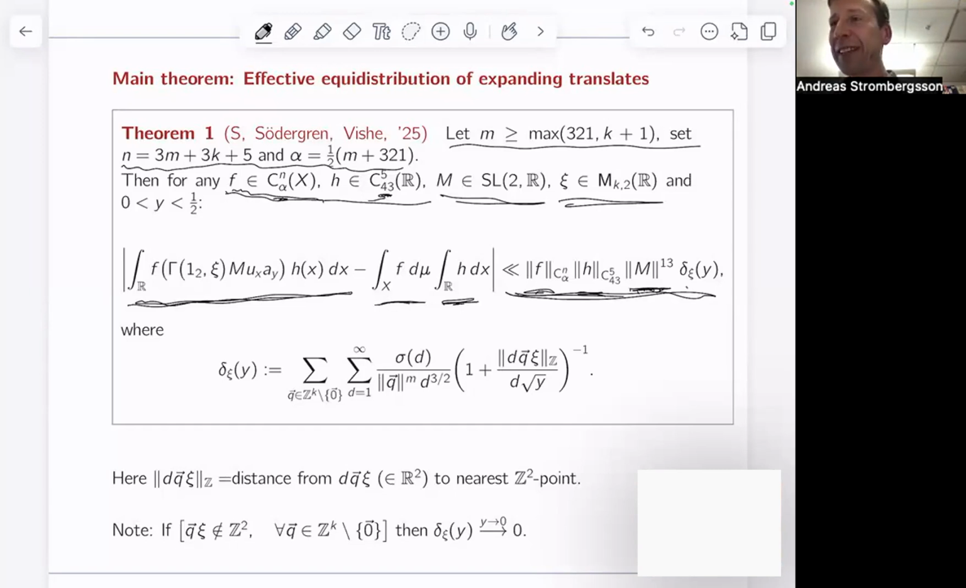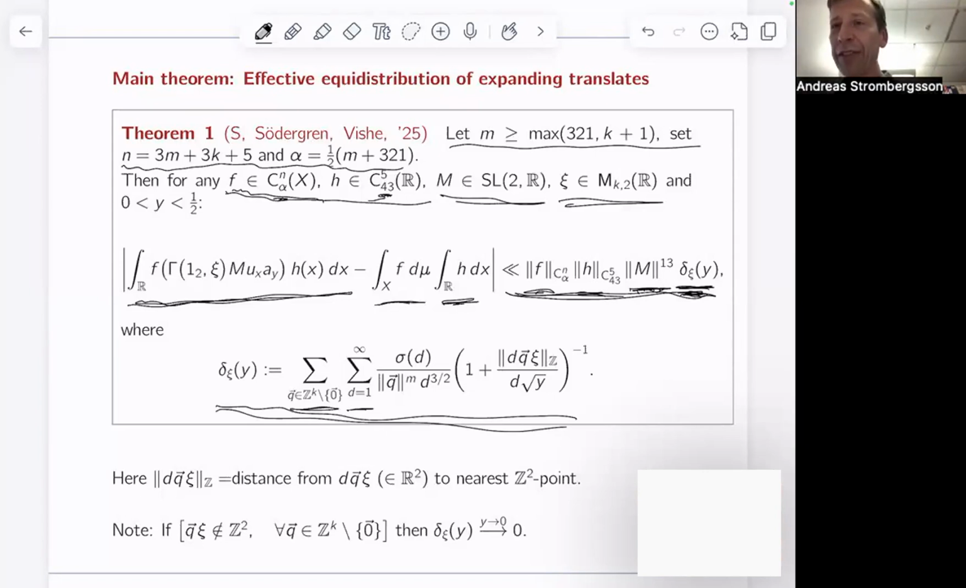But the really interesting object in this product is this delta psi sub y. I'd like to call delta psi y some Diophantine majorant function. And the definition of delta psi y is here. So delta psi y is you add over all non-zero integer vectors q, and then we also have the sum over all positive integers d. And then it's just the sum of positive numbers. So it's really a majorant sum.